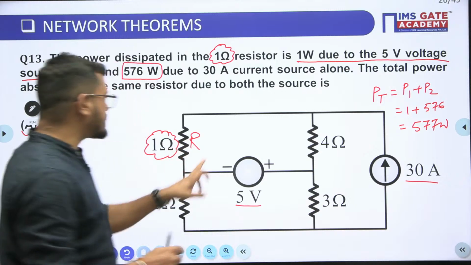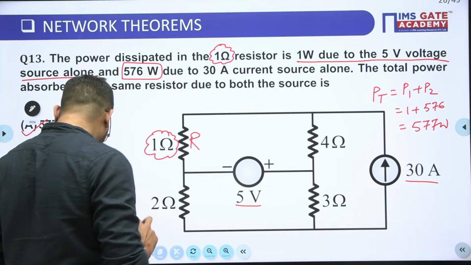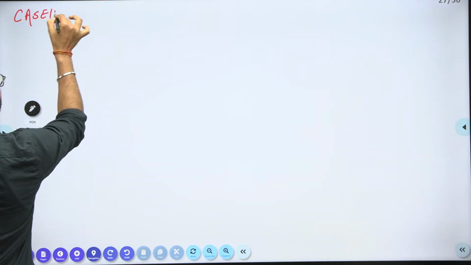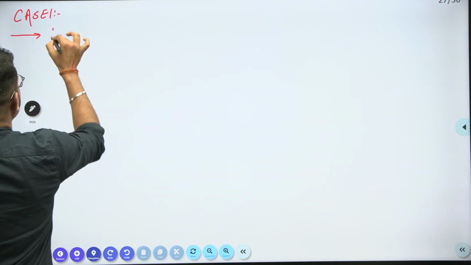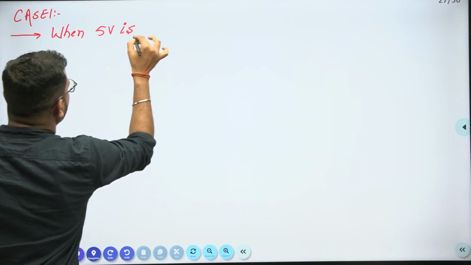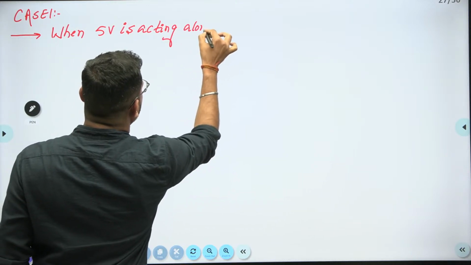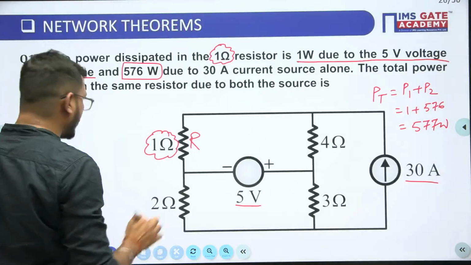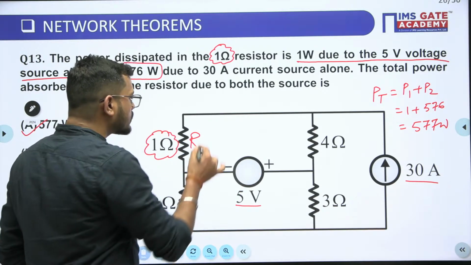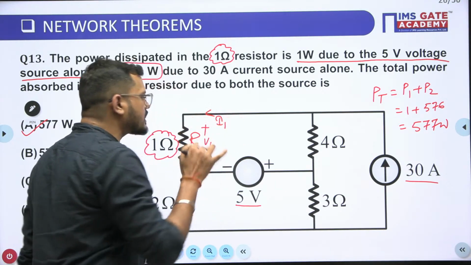Let us assume this resistance is R. Just try to understand. I am just considering case 1, when the 5 volt source is acting alone. So what will happen when the 5 volt acts alone? Then I assume the voltage across this resistor is V1, or you can assume the current through this resistor is I1. Is it correct?